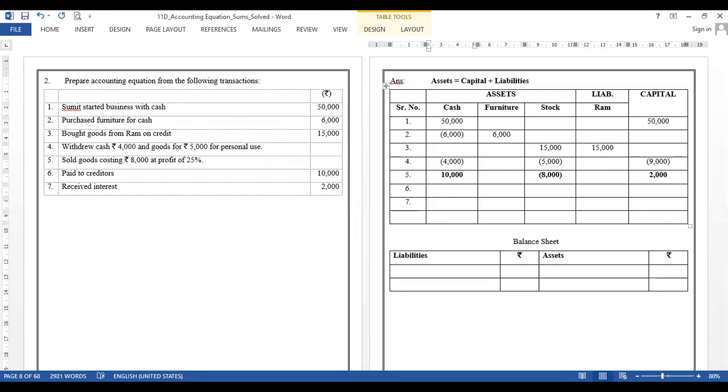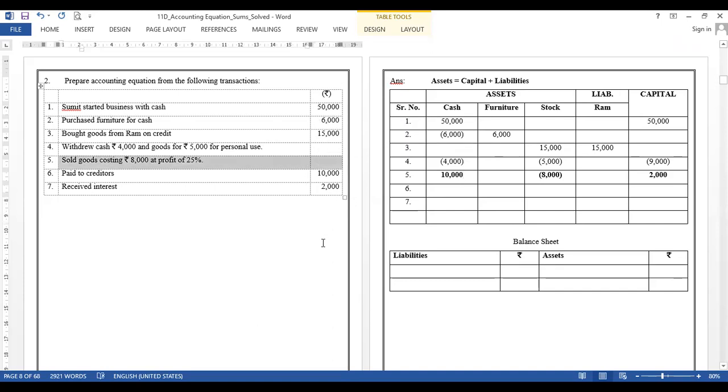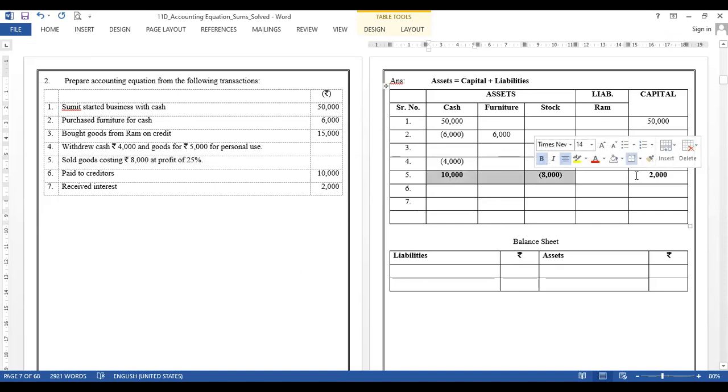भूल गए बेटा? अगर हम goods बेच रहे हैं, हमें cash तो मिलेगा ना? Cash transaction है कि credit है, वो भी तो पहले identify करना था. It's a cash transaction because there is no hint, right? So cash comes in by rupees 10,000, stock reduces by 8,000. The difference of the profit of rupees 2,000 will increase my capital.